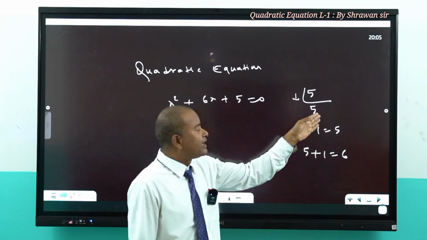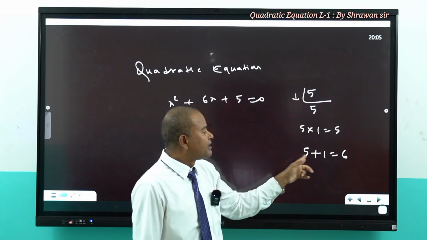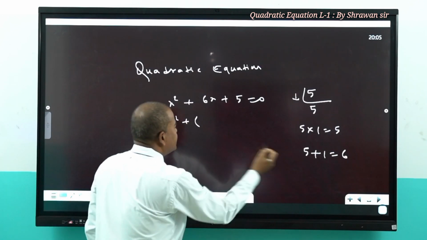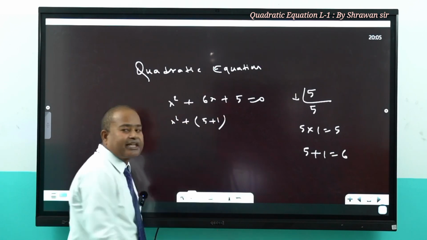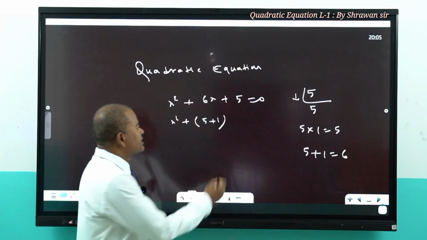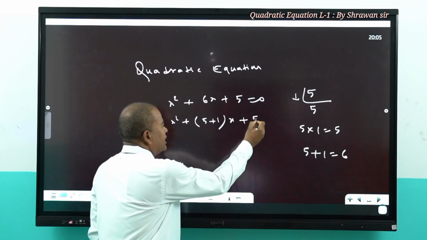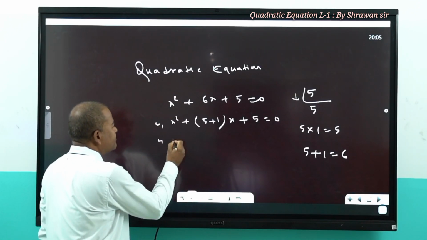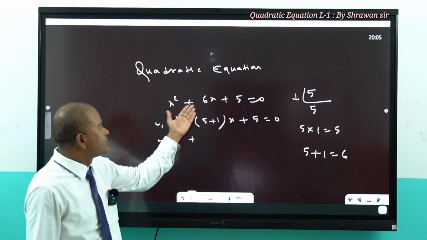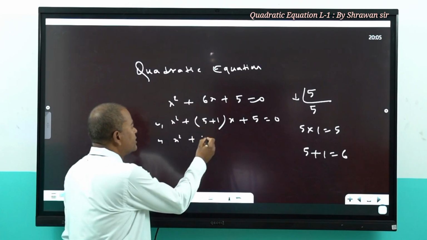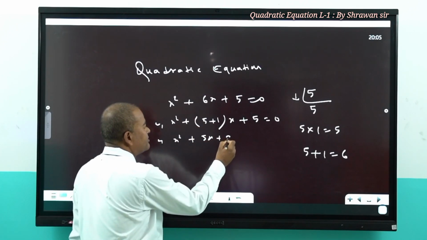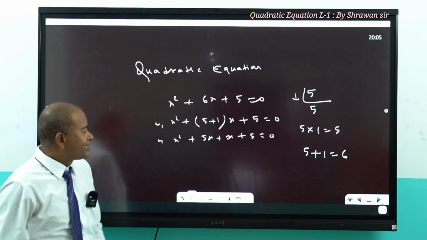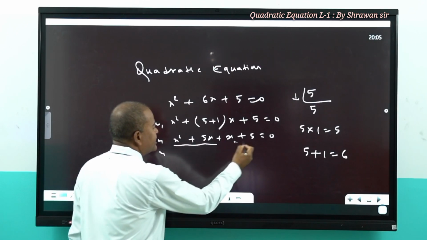So dear students, already we have two factors, 5 times 1 is 5. Now 5 plus 1 we get exactly 6. So x squared plus 6x means 5x plus 1x, or we can write 1 plus 5 also. So 5 plus 1 is equal to 6. So dear students, now by simple calculation we get the factors of x squared plus 6x plus 5. So we just open the bracket, x squared plus 5x plus x plus 5 is equal to 0. So dear students, let's take the first part and the second part.